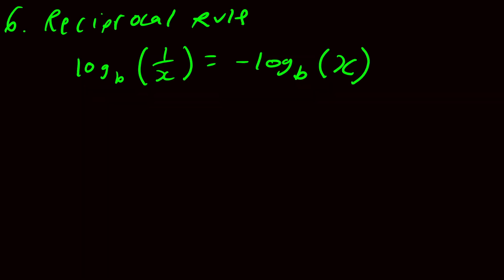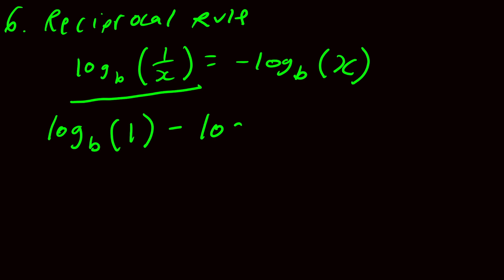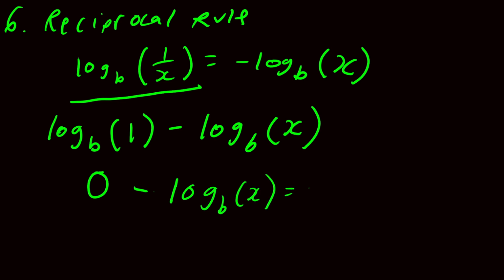Okay, next rule, reciprocal rule. This is a really quick one. We can use quotient rule to prove this. Log base b of 1 over x is the same as negative log base b of x. If we use quotient rule, it would be log base b of 1 minus log base b of x. Now, like we just said, 0 rule, we know this is 0 immediately, and this would just be negative log b of x. And there it is. So this is a simple one.